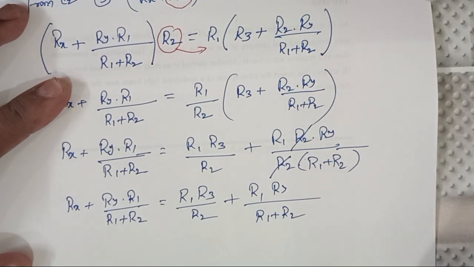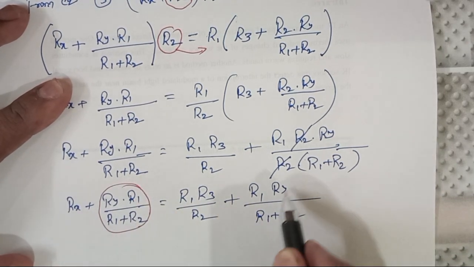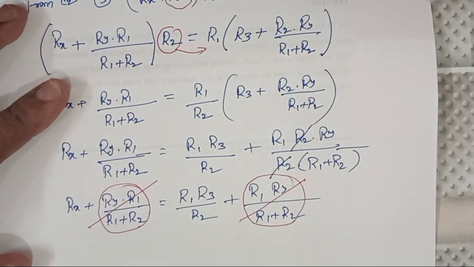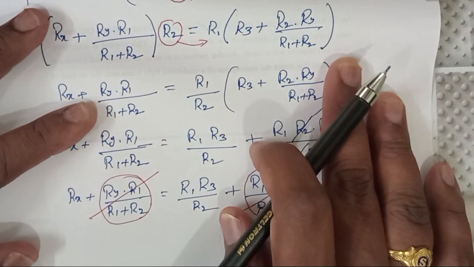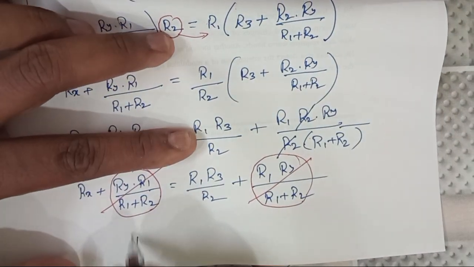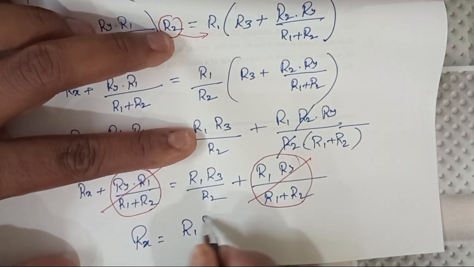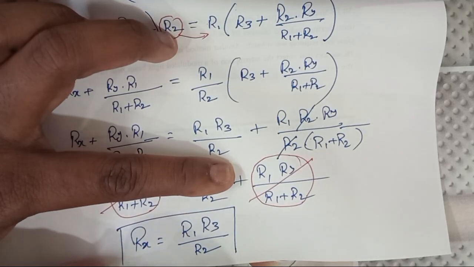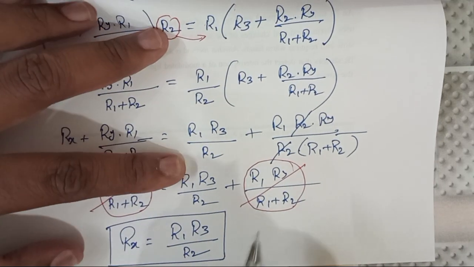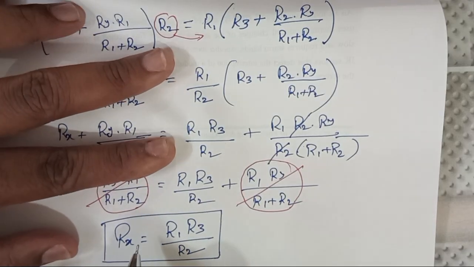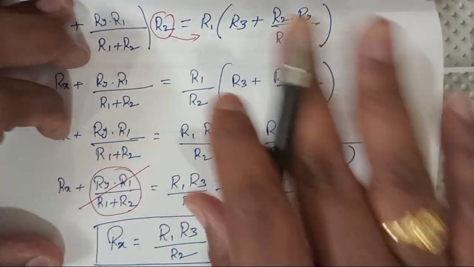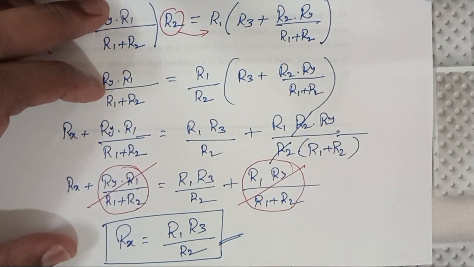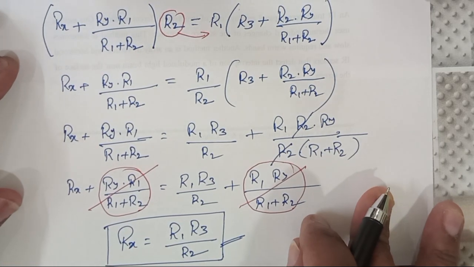Look at here, this term and this term both are same, so cancel. Then finally we're getting here Rx equal to R1 R3 by R2. It is the balancing. It is the determination of resistance by using Kelvin's bridge. Like this, we can find the unknown value of resistance by using Kelvin's bridge.